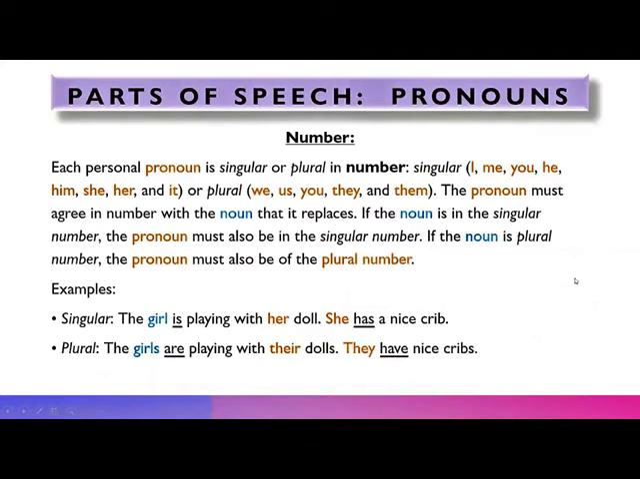Parts of speech, pronouns. Number. Each personal pronoun is either singular or plural in number. Singular is one, plural is more than one. Examples of singular pronouns: I, me, you, he, him, she, her, and it. Examples of plural pronouns: we, us, you, they, and them.